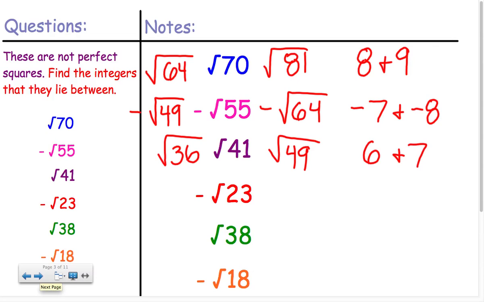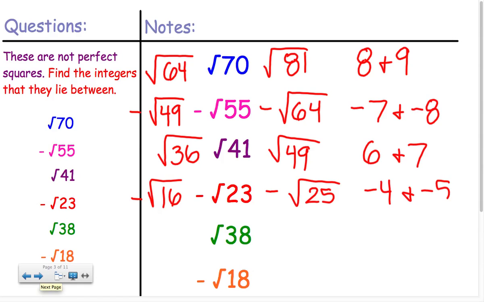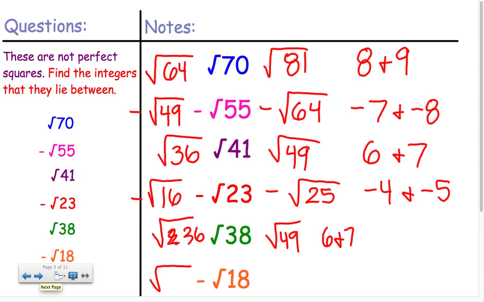The negative square root of 23 falls between 16 and 25, which is negative 4 and negative 5. Square root of 38 falls between 36 and 49, which is 6 and 7. And the negative square root of 18 falls between 16 and 25, which is negative 4 and negative 5.